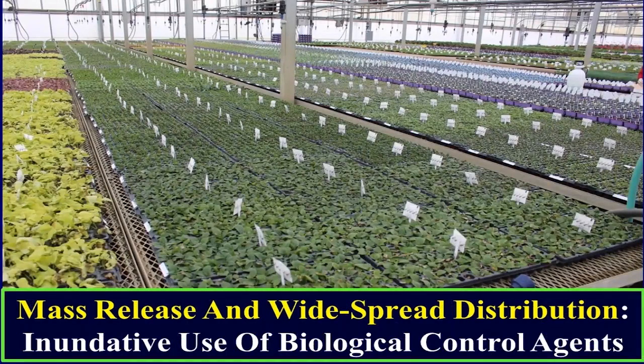So here's an example of an operation near my office where they're using these sachets and they're releasing predatory mites, and you can see every one of the flats has a sachet containing predatory mites. And this would be an example of inundative use of the biocontrol agents.